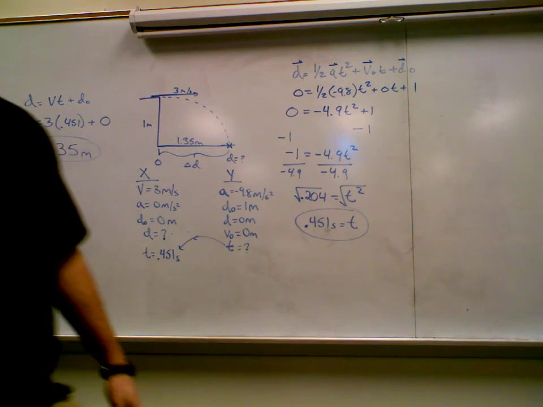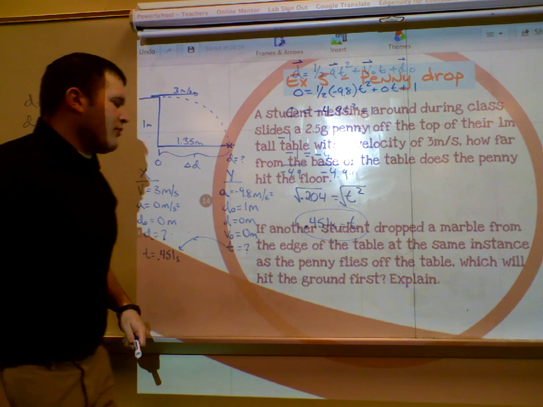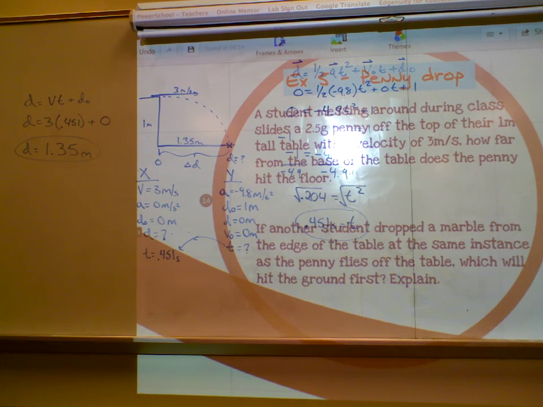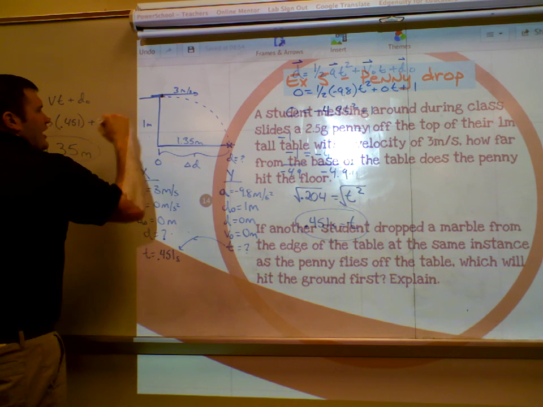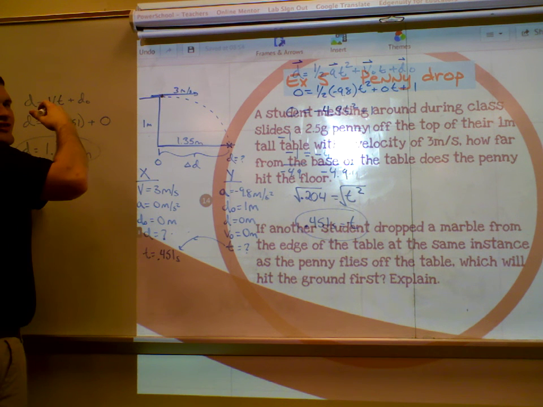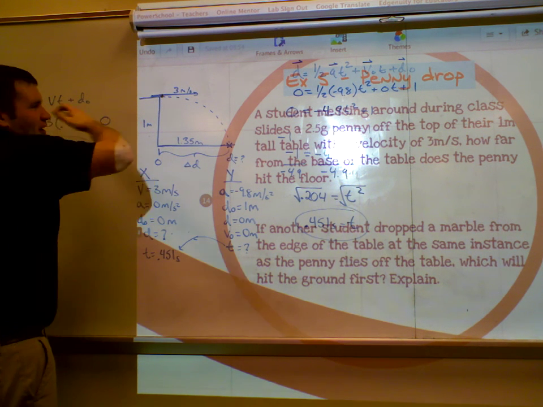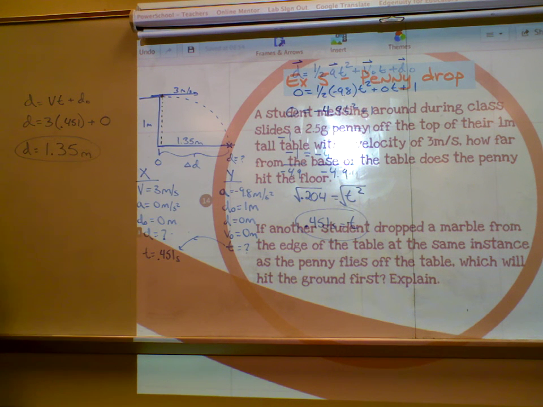Okay. Second part of the question. If another student dropped a marble from the edge of the table at the same instant as the penny flies off the table, which will hit the ground first? So another student is holding a marble, not in the way of the penny, but very close. How about you just draw your little marble contraption? The penny gets hit off, the marble drops, right? Which one hits the ground first?